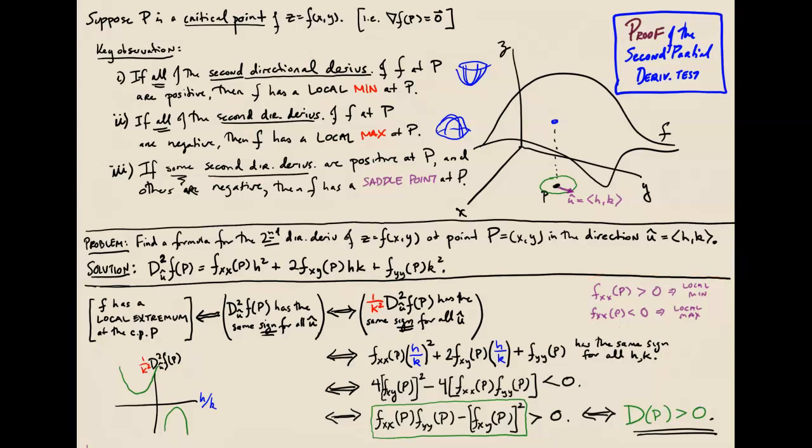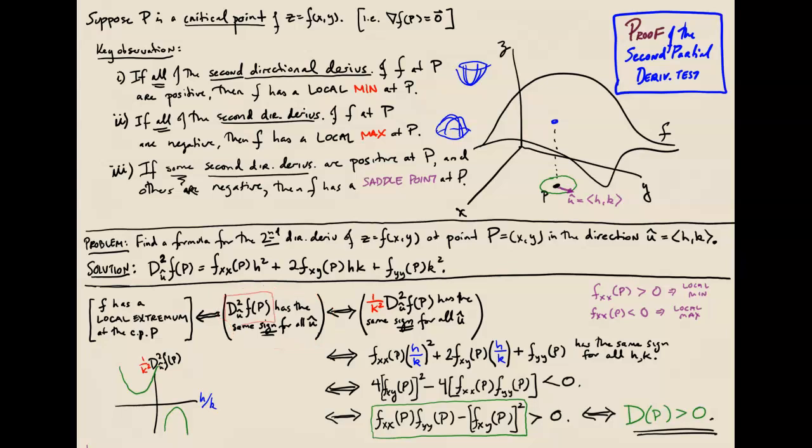And then the last piece of the argument would be to retrace our way through this chain if D of P happened to be negative. Well, if it's negative, then this means that this would be negative, which means that this would be positive. Everything is reversed right here because of these equivalences, which would mean that these do not all have the same sign for all h and k, which would mean this does not always have the same sign, which would mean this does not always have the same sign.